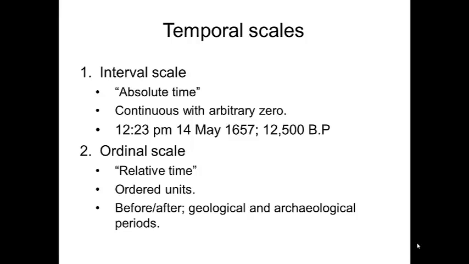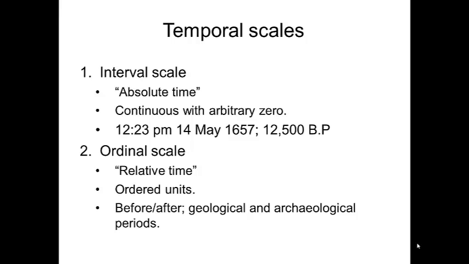But there are two types of time that we get out of that, two scales. We can have time on an interval scale, and I tend to call this absolute time. I don't know whether that's used by anybody else. And that is things like it's 12:23 on the 14th of May, 1657, or it's 12,500 years BP, before present. So that's giving us, on a continuous scale, any time on that scale we liked, and it's an interval scale because it's got an arbitrary zero.